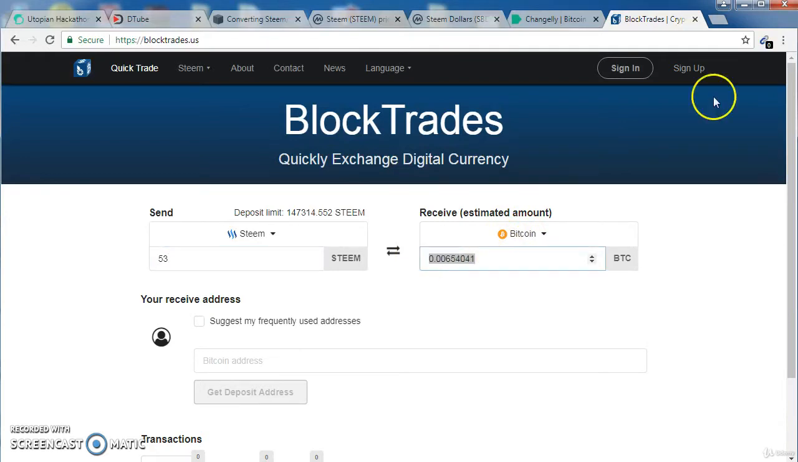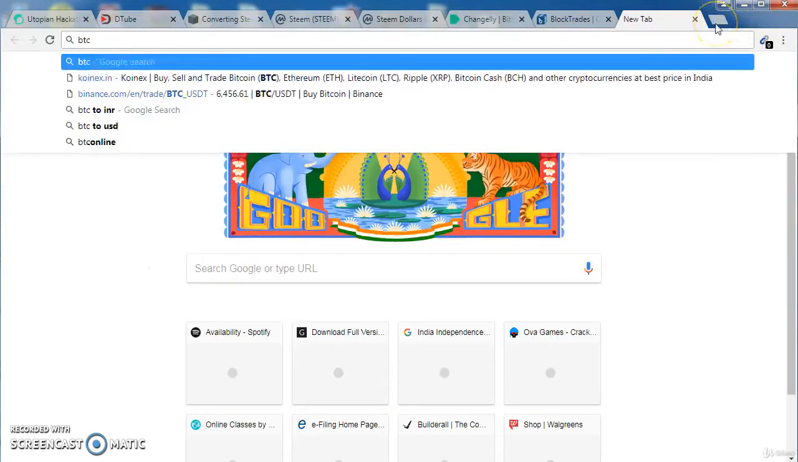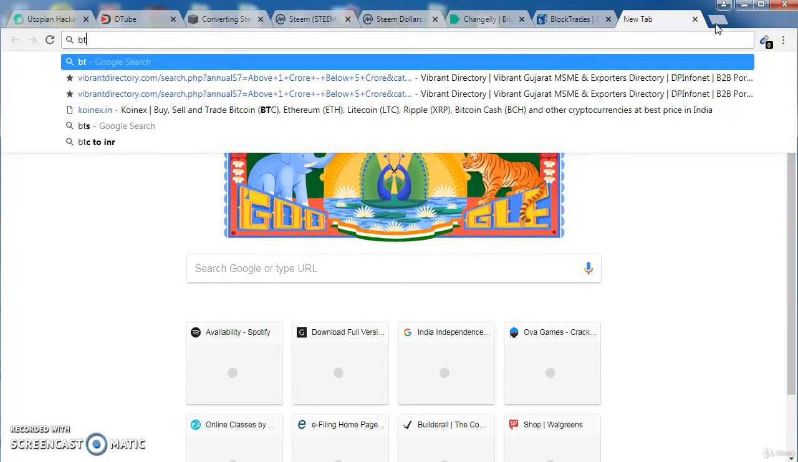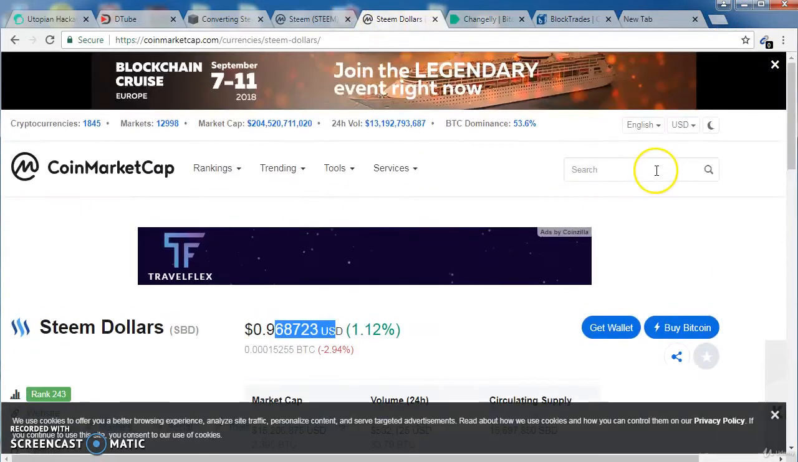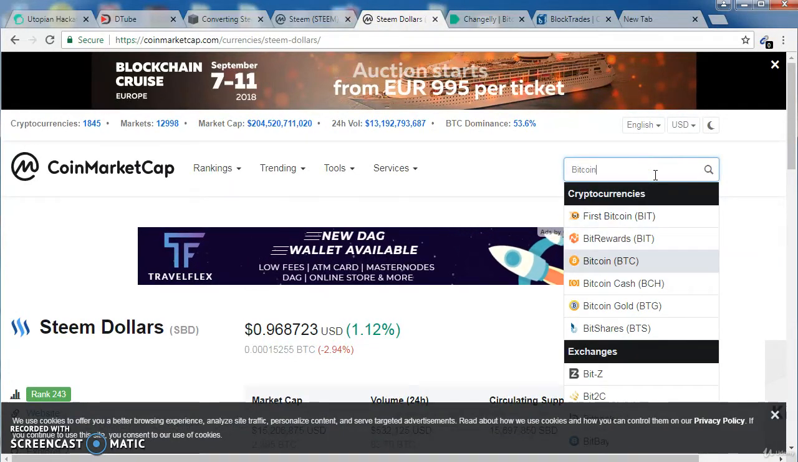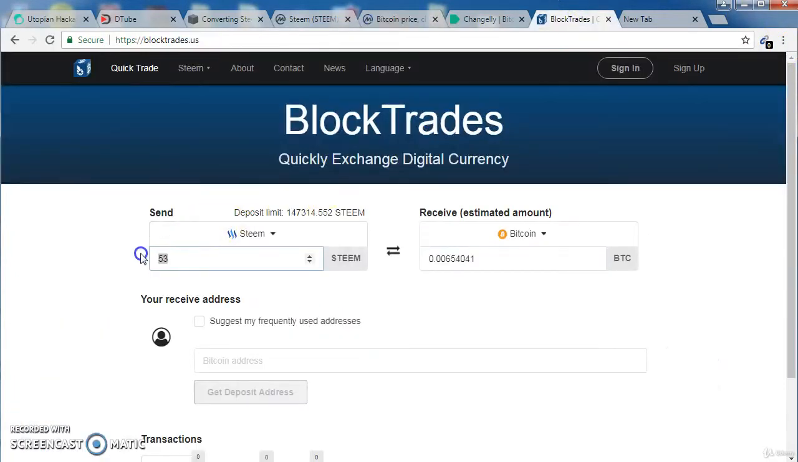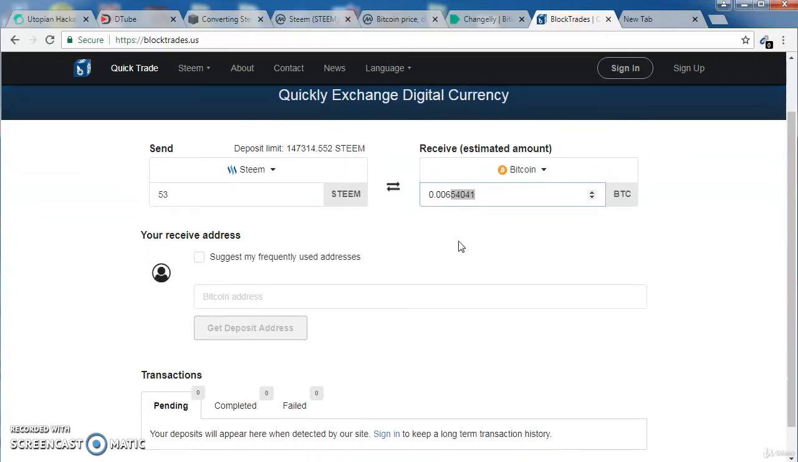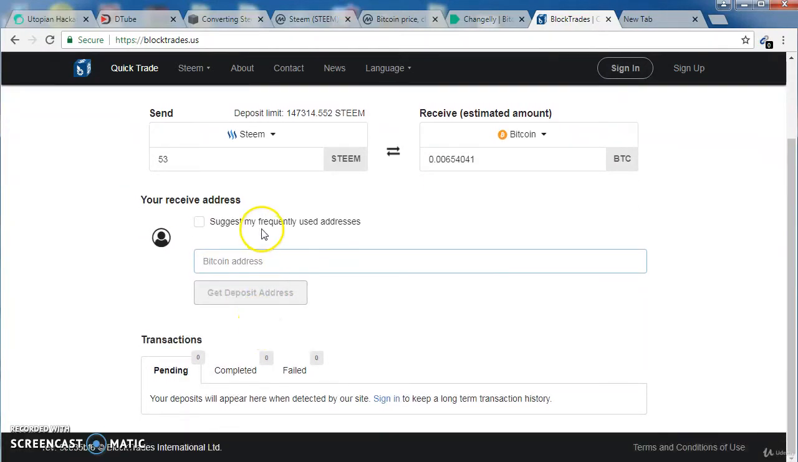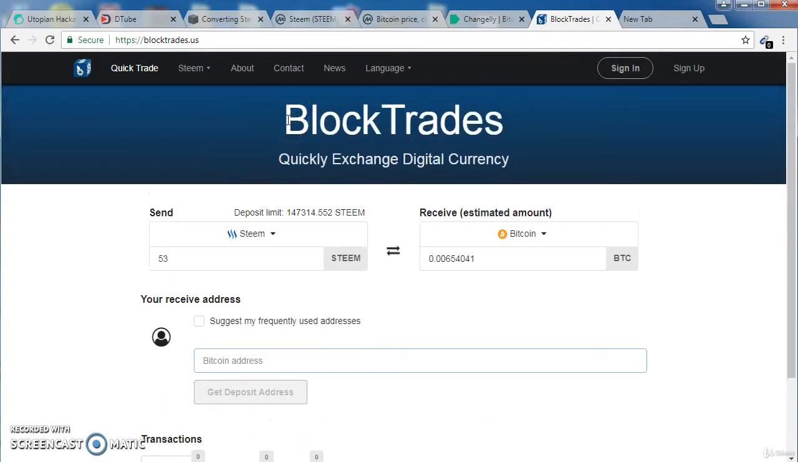If you see the price of Bitcoin on this network, currently it's, I guess, $6,363. So if you have 53 Steem, you will get 0.0065 Bitcoin, which would be approximately 218 US dollars. Then you just write down the wallet address of your Bitcoin wallet and transfer it. Block Trades is a legitimate site for transferring Steem currencies into Bitcoin and blockchain.